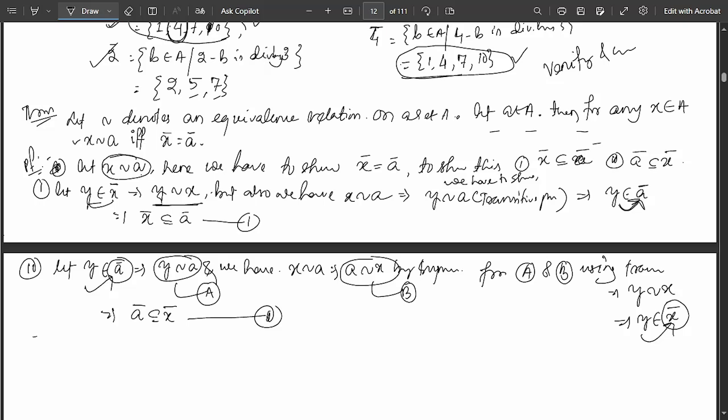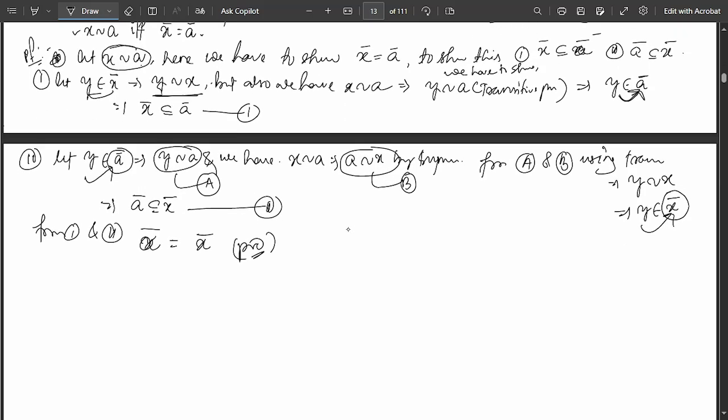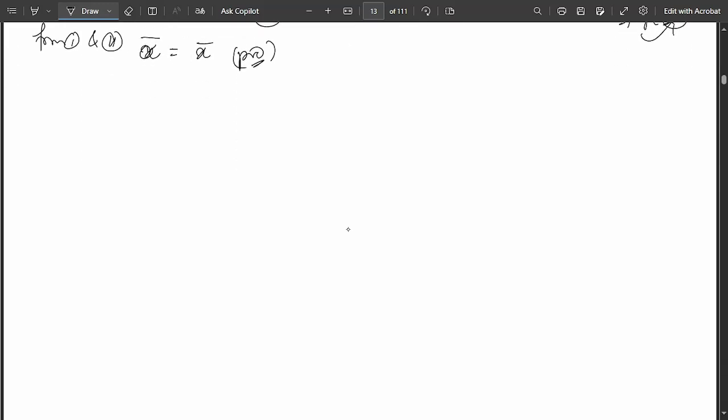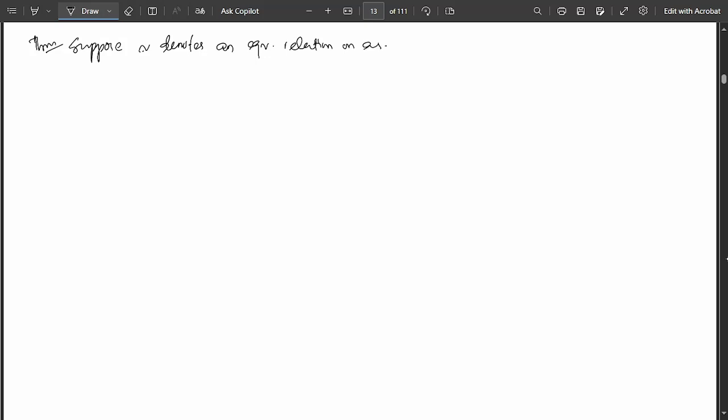So from 1 and 2, it is clear that the equivalence class of A and the equivalence class of x are the same. This proves the theorem. Okay, it is an important theorem on equivalence classes. Now we have another theorem. The theorem states that suppose this denotes an equivalence relation on a set A.